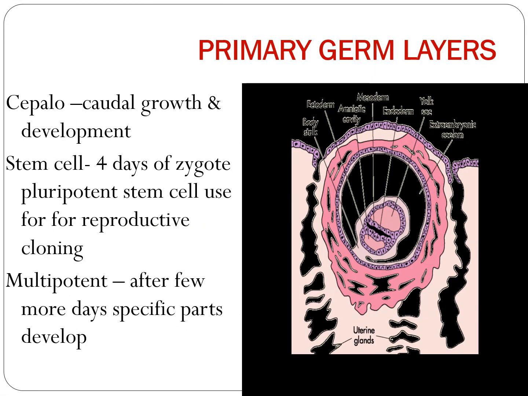The primary germ layer, we have the cephalocaudal growth and development, stem cell, 4 days of zygote, your stem cell used for reproductive cloning, multipotent after a few more days, specific parts develop. It is more on the primary germ layer, how it is being developed. This is the most sensitive part, okay? Because we could have a lot of deformities, and this is the time that the germ layer or the embryo will be developed.